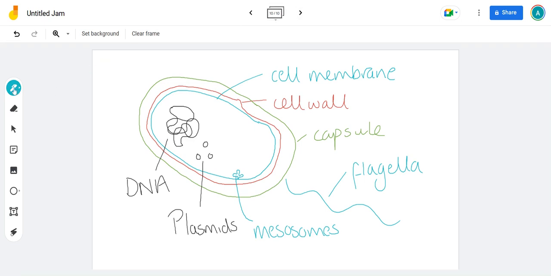Oh, sorry, I should also say that you know how the rough endoplasmic reticulum provided a membrane for the ribosomes. We still do need ribosomes, we still need to make proteins, but again, they're just loose in the cell, not attached to a membrane. They haven't got a special membrane for them.